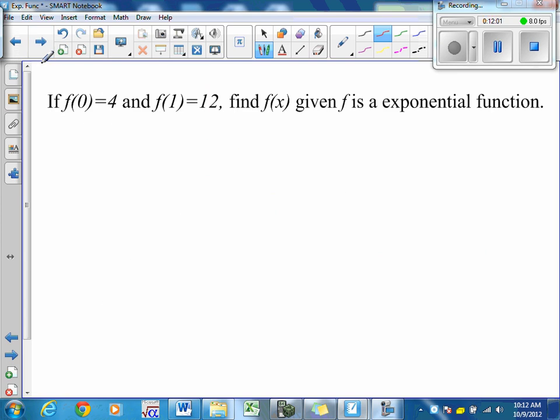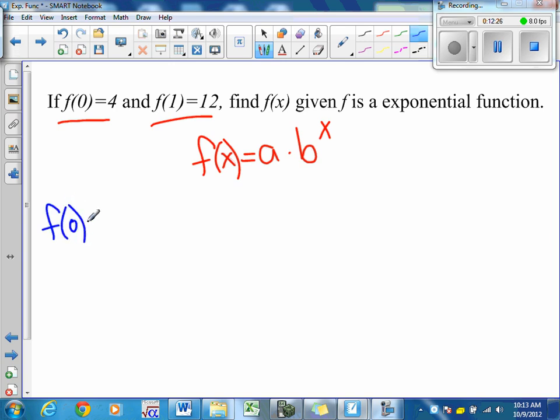So let's find the exponential function that has these properties. f of 0 is 4, f of 1 is 12. Now we know our exponential function is f of x is a times b to the x. Notice a is not raised to the exponent, just b. So we want to use these two pieces of information to find a and b. Well, if we plug in f of 0, that's going to be a times b to the 0. We know that equals 4. But anything to the 0 power is just 1. So this a is 4.